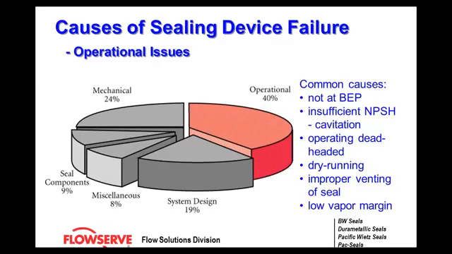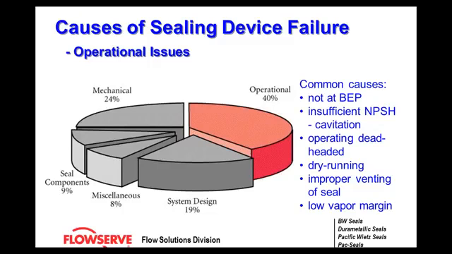One of them is insufficient net positive suction head, NPSH. This causes a phenomenon known as cavitation. We're not really going to get into cavitation, it is in itself a topic, a webinar on its own. But know that if you don't have proper head into the pump, this will cause instability in the rotating assembly and cause a seal failure.